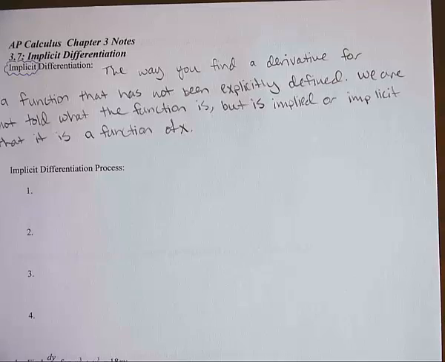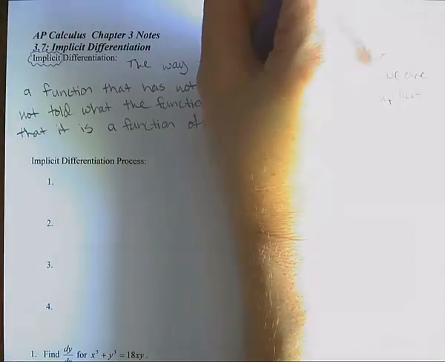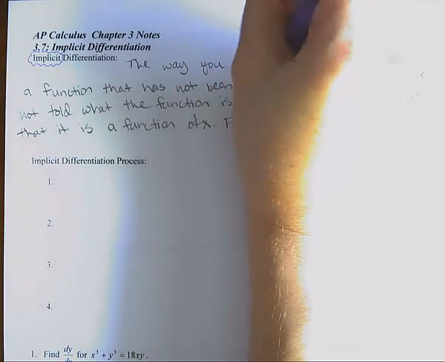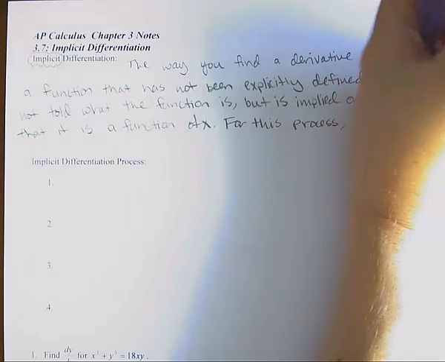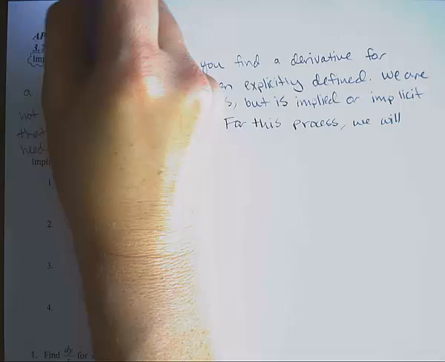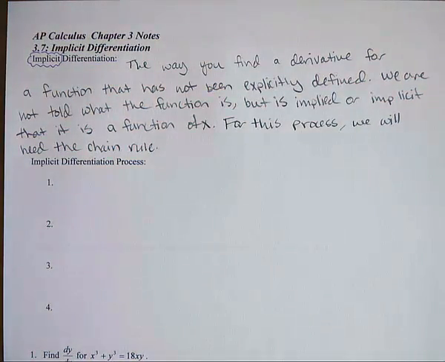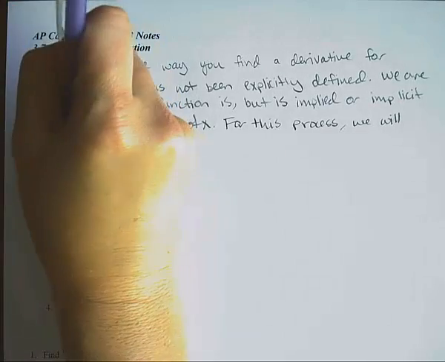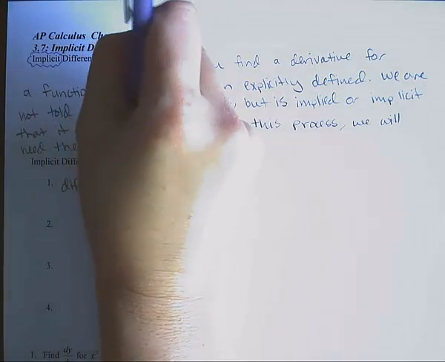And so because of that, it's going to require a lot of chain rule. So for this process, we will need to use chain rule. And that is why this section could not come until after section 3.6, which was on the chain rule. So what the process is, first you're going to differentiate both sides of the equation with respect to x.